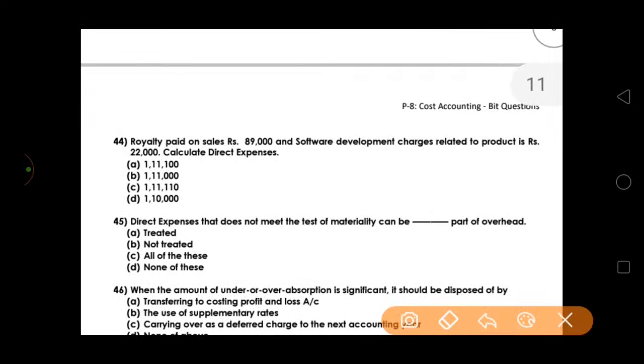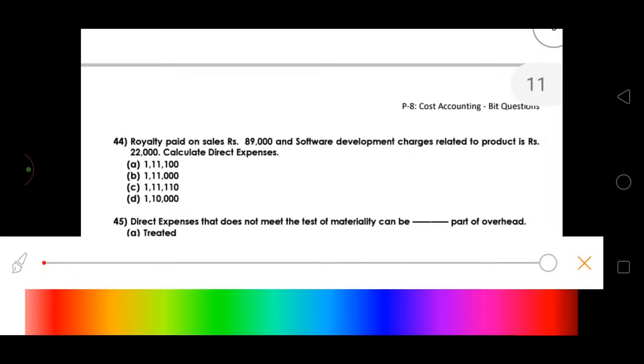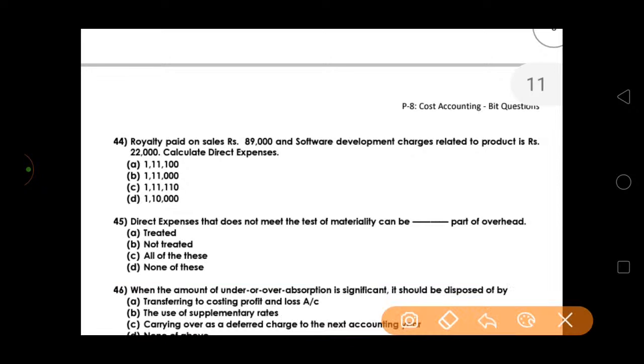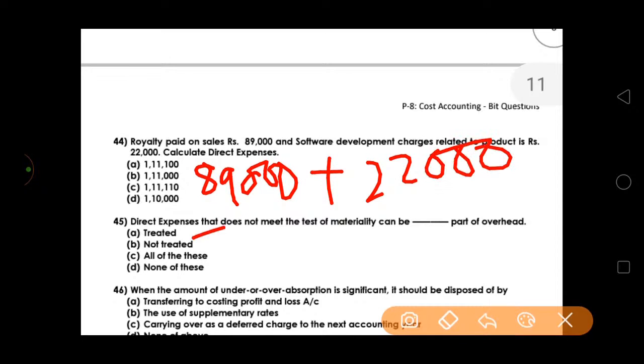Royalty paid on sales is 89,000, and software development charges related to the product are rupees 22,000. So we added 89,000 plus 22,000 and got 1,11,000. You need to calculate it yourself.